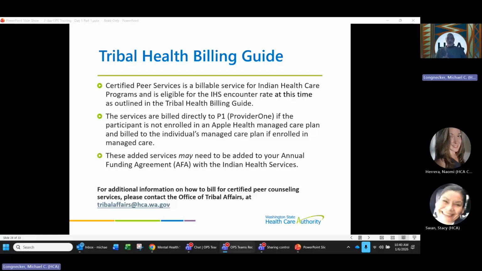One word of caution though, if we want to claim the encounter rate for a service, make sure that service is on your annual funding agreement with CMS. I don't get to see those annual funding agreements, but just make sure it's on there, because my worry is if you don't have peer support or dental or chiropractic, whatever the service is, on your annual funding agreement and we're claiming the encounter rate, we might get in trouble later on.